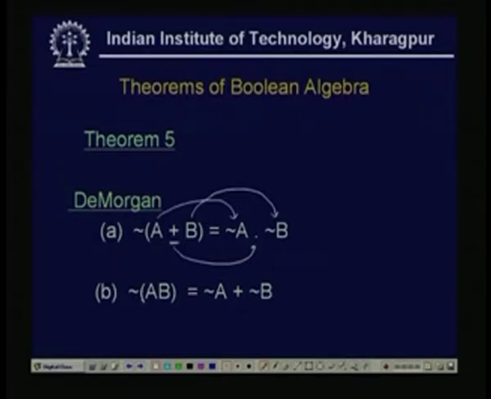Similarly, if I take the left hand side with the dot operator, this dot is replaced by plus, and if A is replaced by negation A and B is replaced by negation B, then they will give the same output. So, this is nothing but our De Morgan's law when it is operating on two variables.